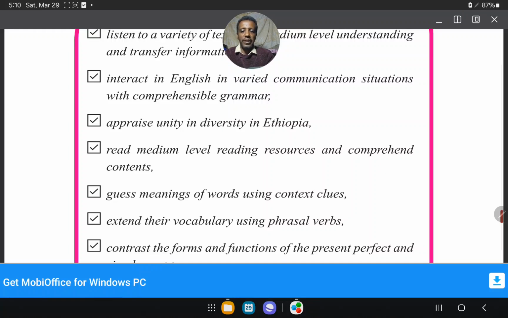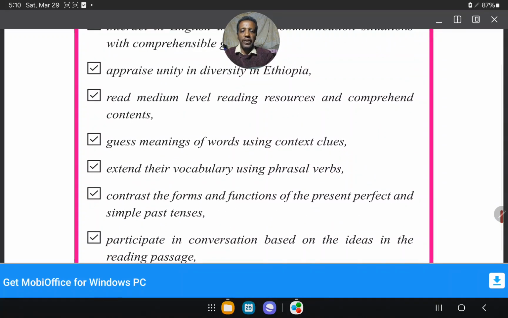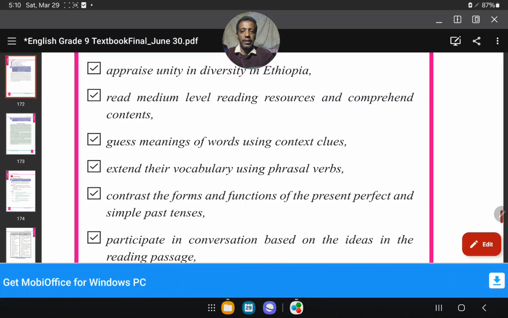Read medium level reading resources in context. You'll be given listening and reading, so we'll comprehend or understand what the content means, and get the meaning of words using context clues. We'll see different kinds of words with their context. Extend their vocabulary using phrasal verbs. We will see phrasal verbs in different units. Almost all units have phrasal verbs, so I'm confident you will record them and practice.